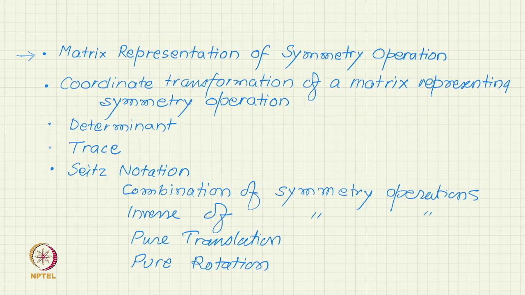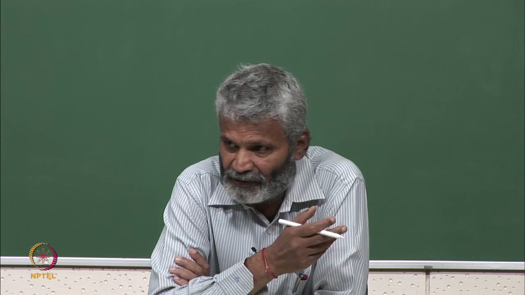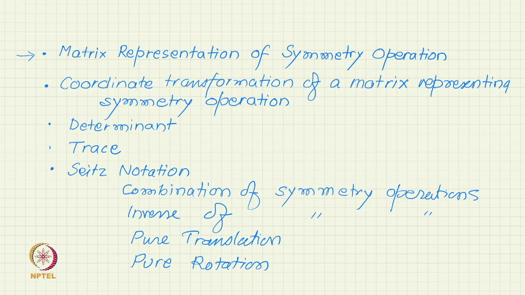So, today we will discuss matrix representation of symmetry operation. We have already seen in the last class that finite objects as well as crystals can have different kinds of symmetry, and we have names for them like reflection, rotation, two-fold rotation, three-fold rotation and things like that, and we will come across a few more symmetry operations as we go along.